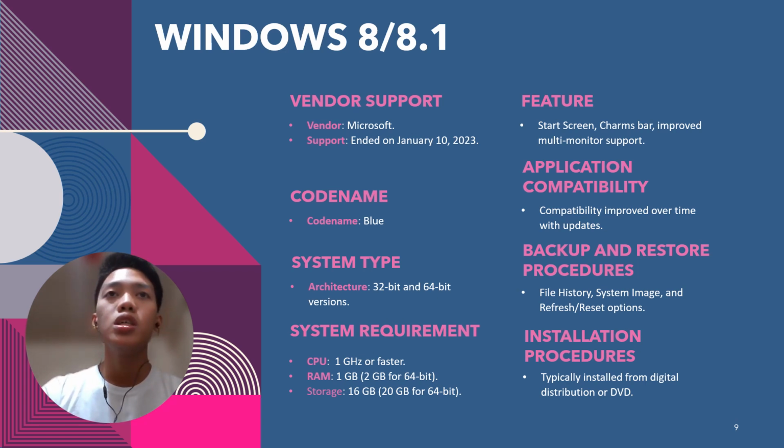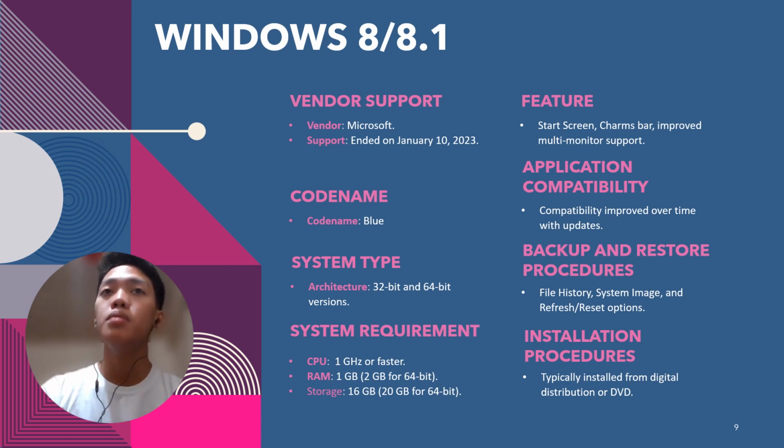Features: Start Screen, Charms bar, improved multi-monitor support. The Start Screen and Charms bar aim to provide a more touch-centric experience, while improved multi-monitor support catered to evolving user needs. Application compatibility. Compatibility improved over time with updates. Ongoing updates and improvements address early compatibility challenges, enhancing the overall compatibility of Windows 8 or 8.1 with a variety of applications. Backup and restore procedures.